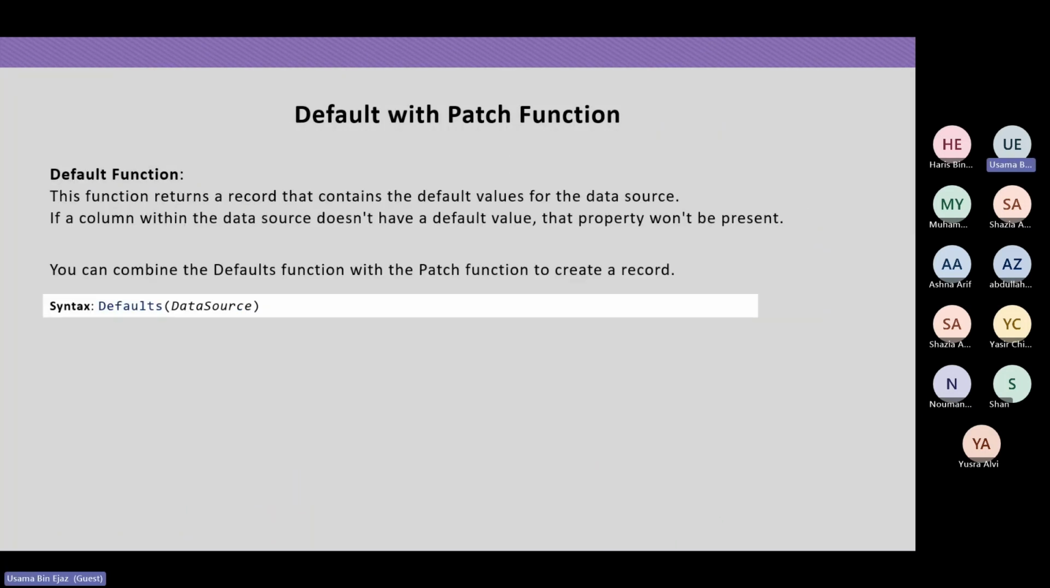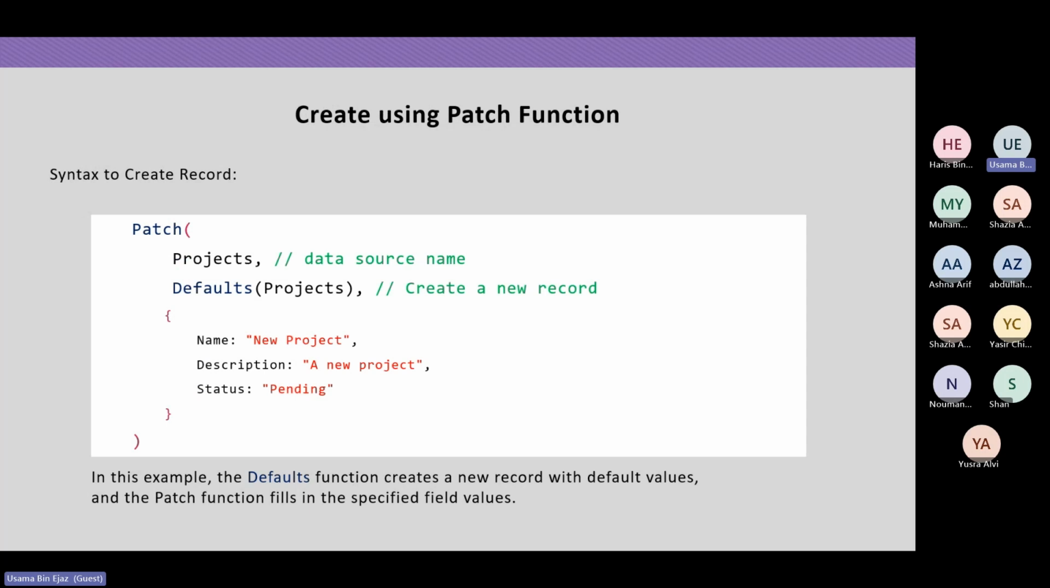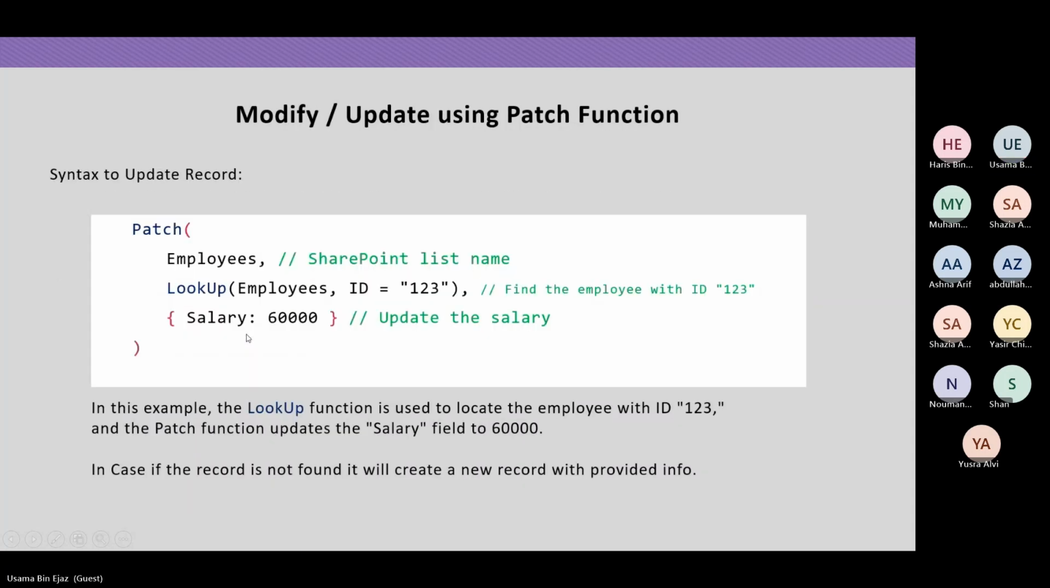So this is a short explanation of Defaults: it returns a record that contains the default values for the data source. If a column within the data source doesn't have a default value, that property won't be present. We'll see the Defaults function in detail in the future if we need to, but here we use it just to create new records with the Patch function. I hope it's clear.